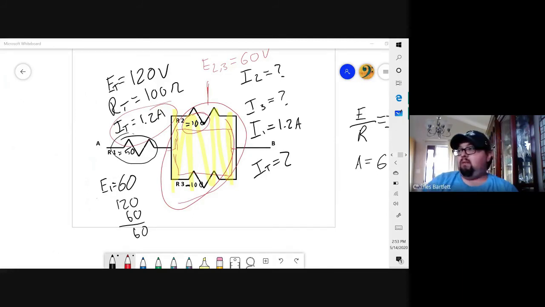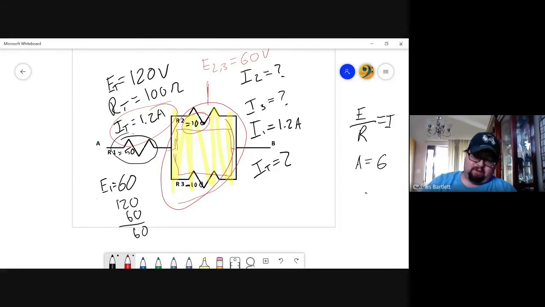You know what? This is why I like class setting, because sometimes I make mistakes. And hopefully you guys have figured out my mistake by now. It's a sad thing that I just barely figured it out. But it's not 6 amps, because the resistance is 100. It's not 10.